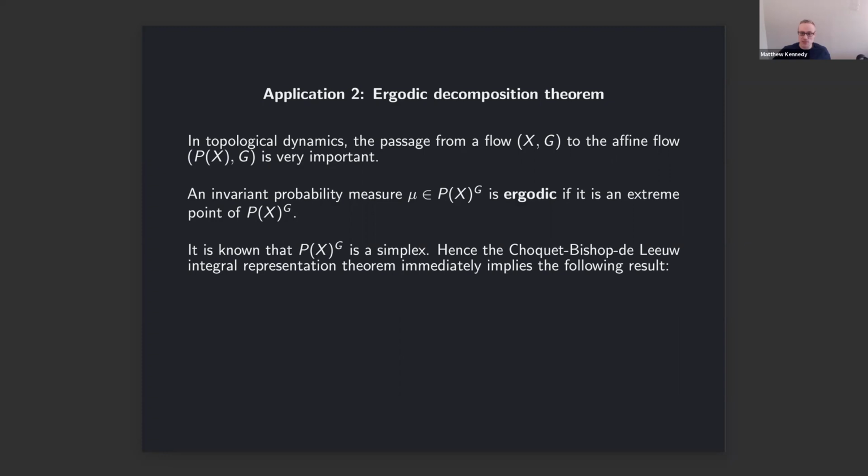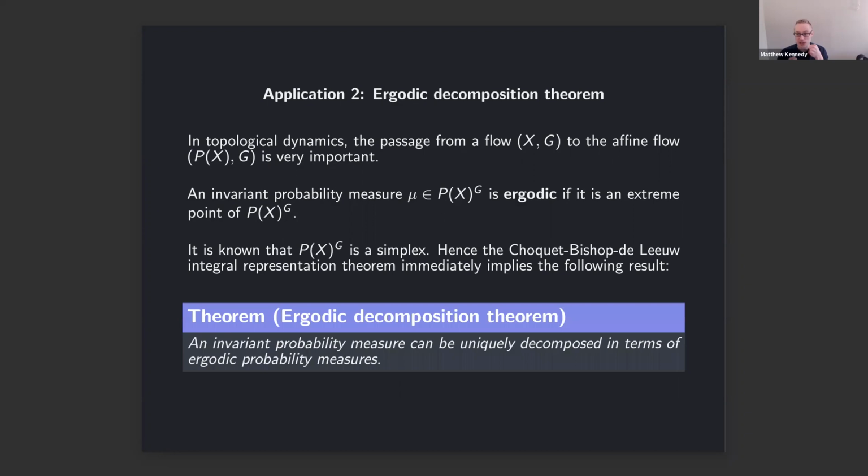And the Choquet-Bishop-de Leeuw theorem immediately implies that we have an integral representation theorem of invariant probability measures in terms of ergodic probability measures. So this is a result that was known for a long time before Choquet theory was finalized, if you like. It does, though, clean up the proof of the ergodic decomposition theorem. Sort of a much simpler approach than previous approaches to this result.